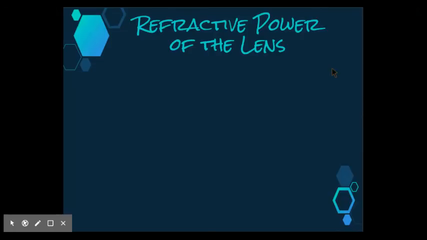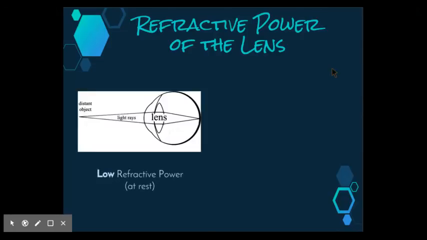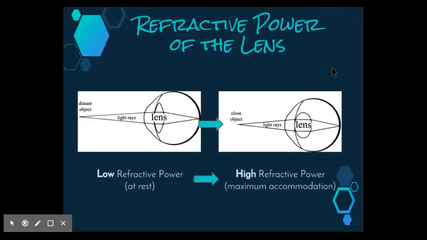So the refractive power of the lens changes from low in a flatter lens when at rest to a high refractive power in a rounder lens at maximum accommodation. When a person grows older, the lens loses some of its elasticity and cannot alter its shape. There is a tendency for it to remain in its elongated shape with the muscles at rest, resulting in some people becoming long-sighted, where they struggle to see closer objects as they get older.